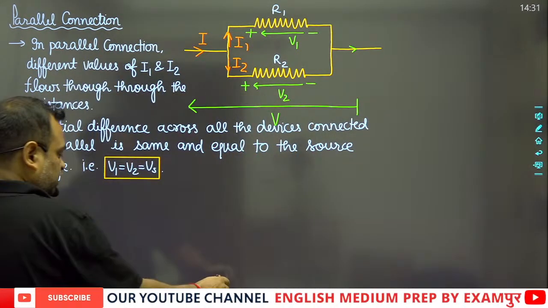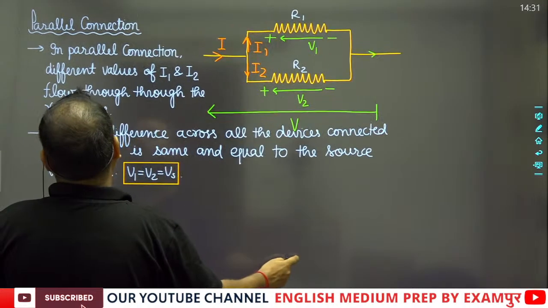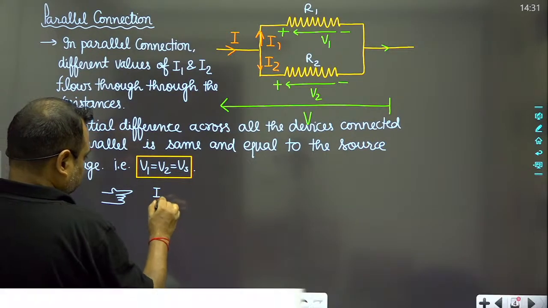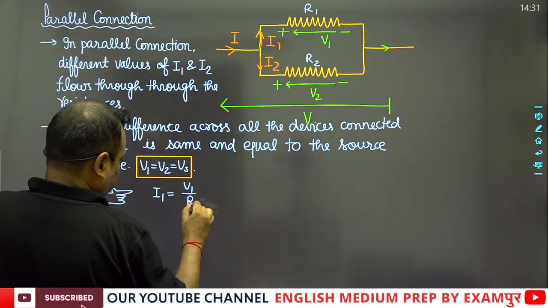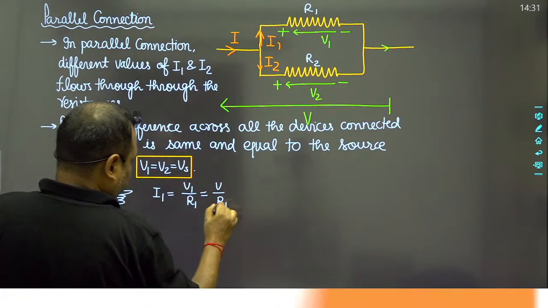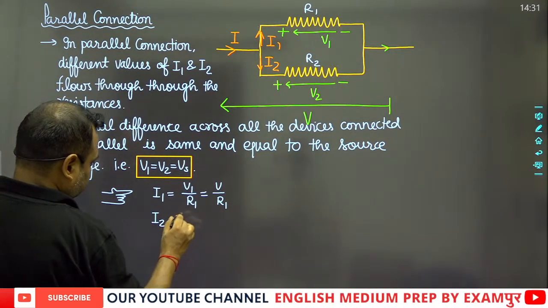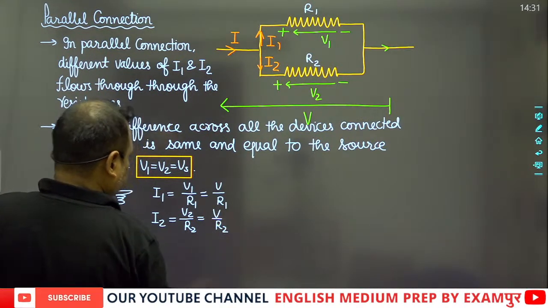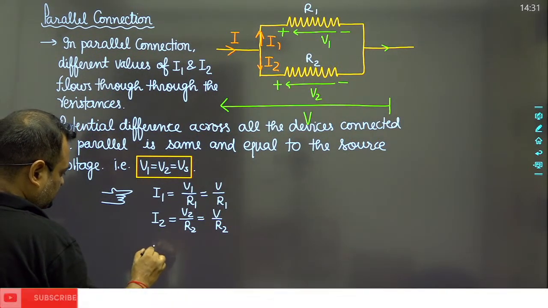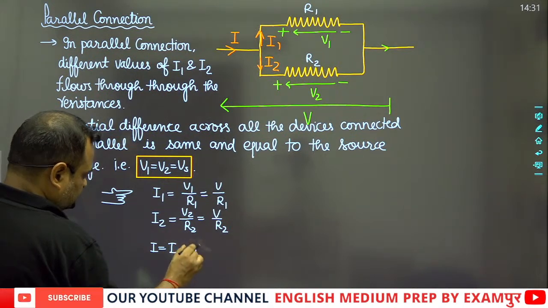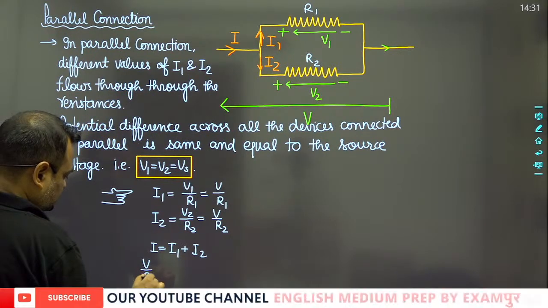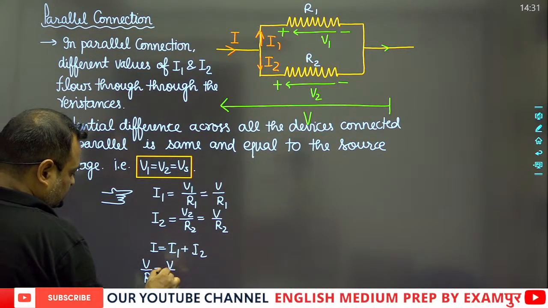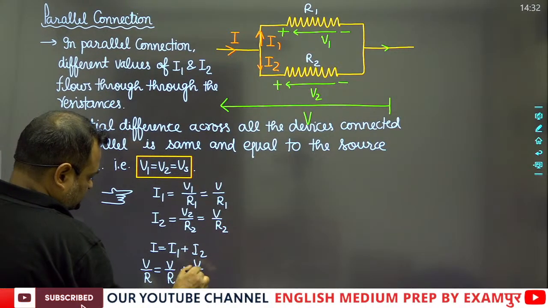Now here you can see that I1 will be equal to V1 upon R1, so this will be equal to V upon R1. And I2 will be equal to V2 upon R2, and this will be equal to V upon R2. Now I will be equal to I1 plus I2. Suppose that the total net resistance is R, so this will be equal to V upon R, which equals V upon R1 plus V upon R2.